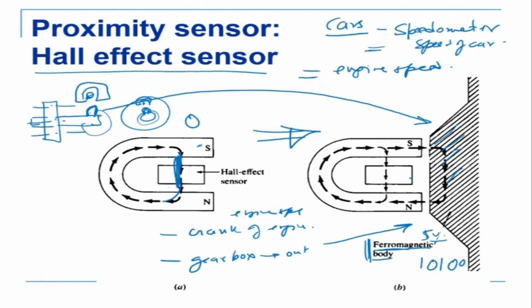So in the car, a lot of the materials are ferromagnetic material, and hence this is used extensively in the gearbox and in the engine crank to measure the engine speed. So Hall effect sensors are extensively used not only in robotics but also in other applications.